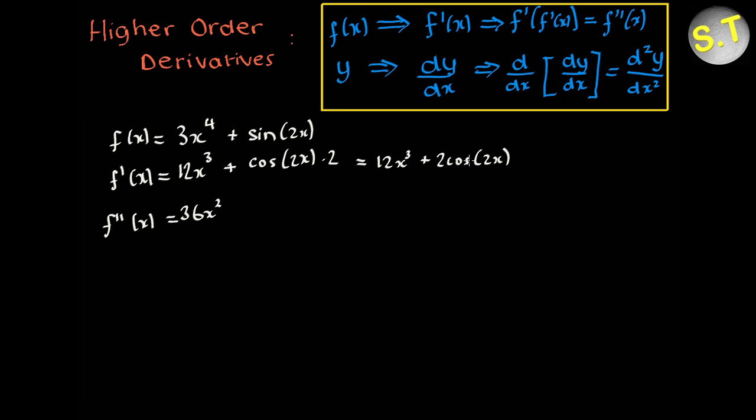So the derivative of cosine is minus sine. So we're going to have minus sine of 2x. We're already multiplied by 2. You have to also multiply by the derivative of what's inside the bracket with respect to x. So we're going to have 2 times 2, so we're going to have 4. So that's equal to 36x squared minus 4 sine of 2x.